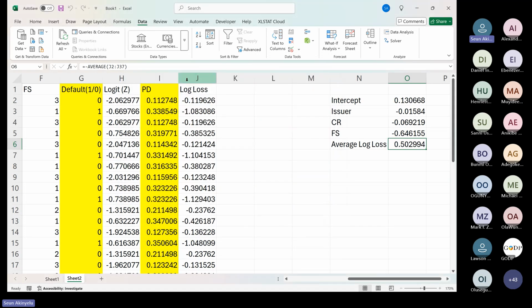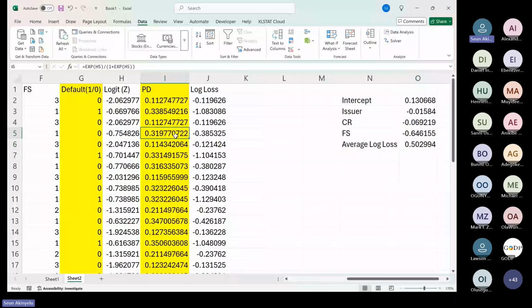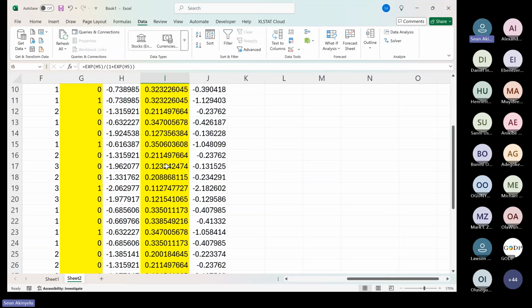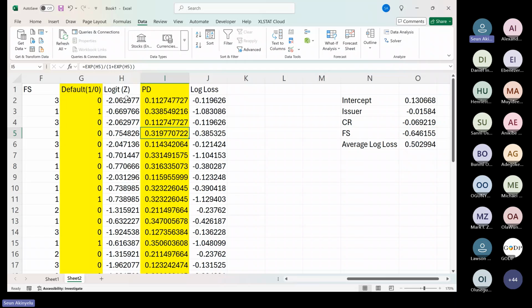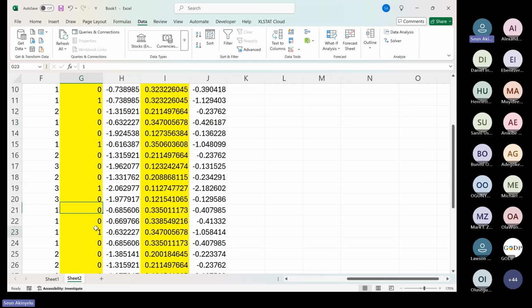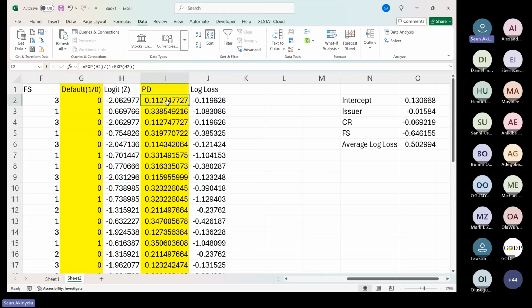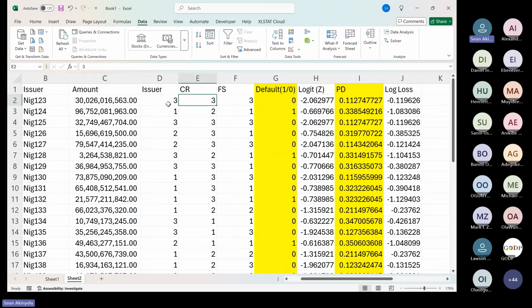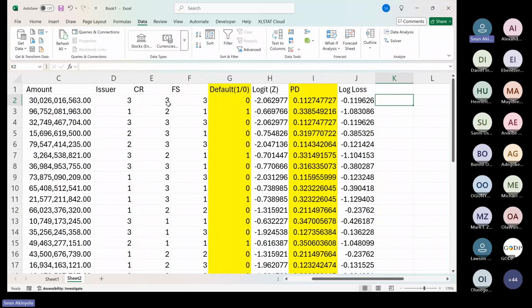Now watch. The probability of default has been calculated. We did it together. I didn't do anything. So here, you will discover that when the default is 0, probability of default is less. When the default is 1, probability of default is high. It's looking at the parameters, issuer, credit rating, and financial stability to calculate this PD.